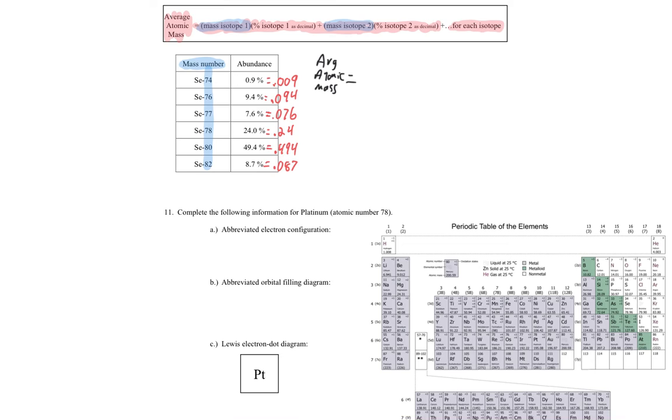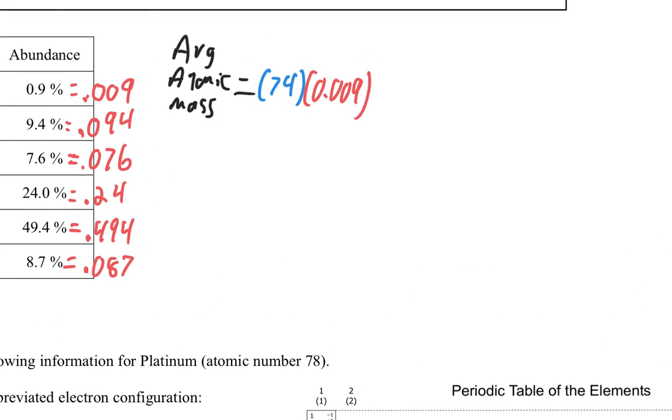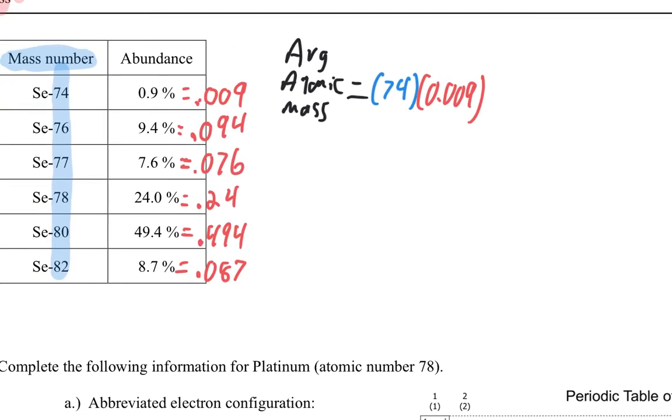The very first one is a mass of 74. I'm going to multiply that mass of 74 by 0.009, because that's the percent as a decimal. And that's really what I'm doing here. I am then going to do my next mass, which is 76. And so I take 76 and I multiply it by 0.094.